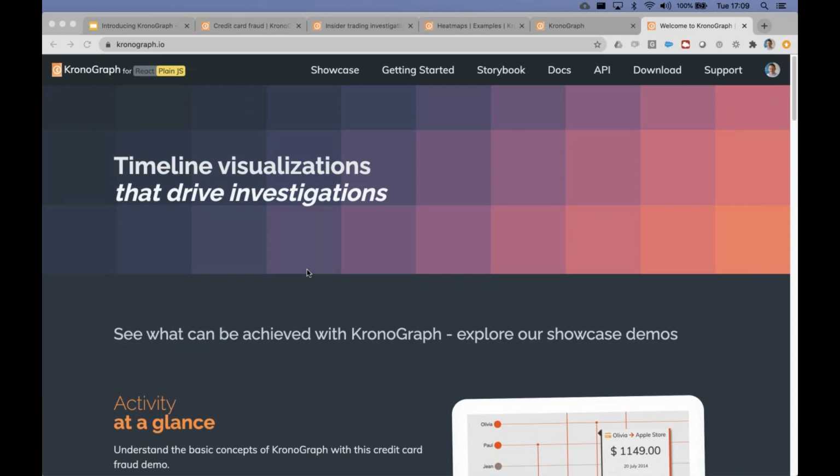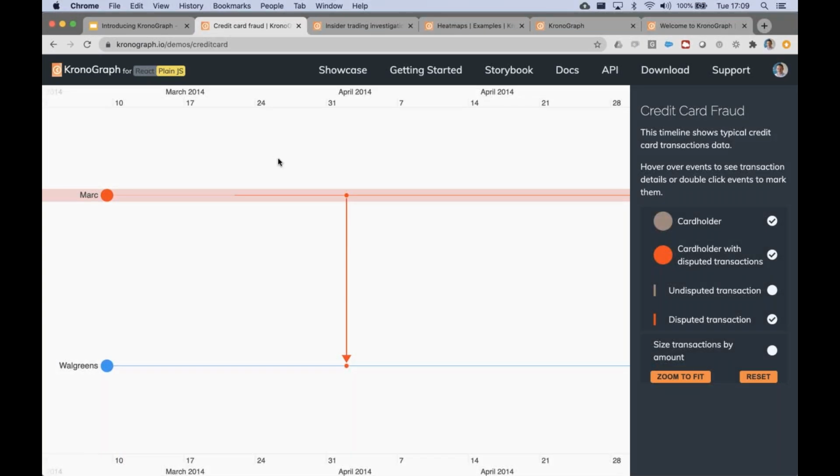Just like our other products, Regraph and Keylines, KronoGraph is a toolkit that lets you build timelines into your products. It's a JavaScript toolkit. It works for both React and plain JavaScript. And I'm going to show you some things that I've built with KronoGraph to give you an idea of the possible use cases.